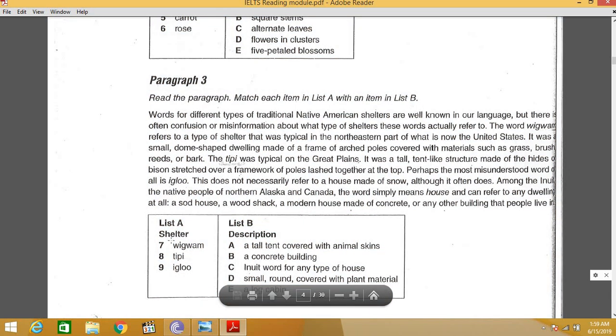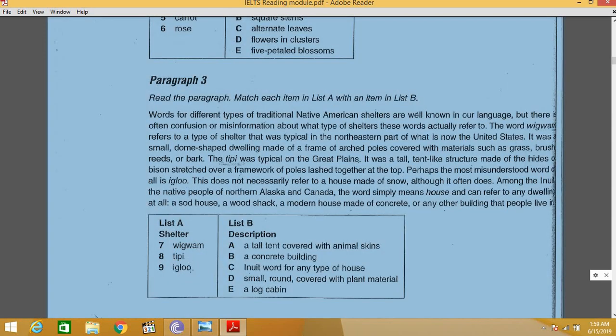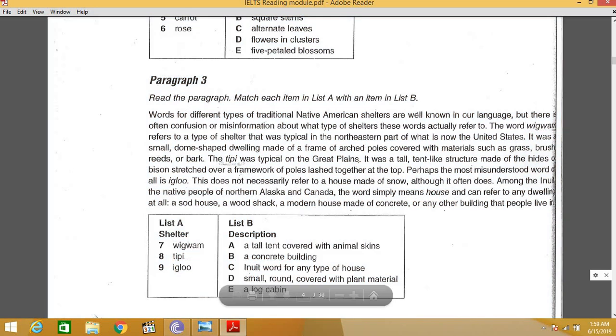So wigwam, this is also kind of a proper noun, but wigwam has already become a common noun, but we can easily find because there is no alternative or synonym there. Tipi and igloo. Alright, wigwam. Now where wigwam is, wigwam here. Right, I have already scanned it in the text. Now we have to skim for the information.